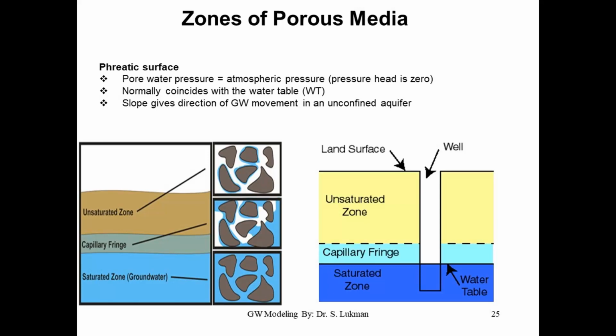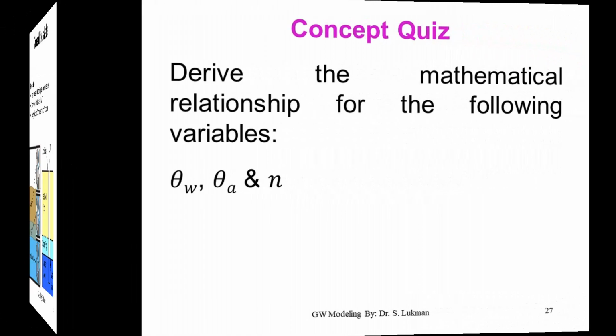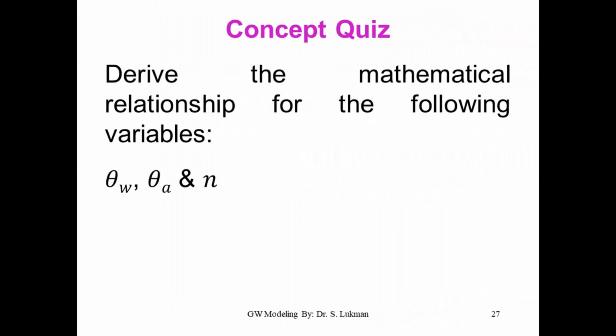Okay? We held a concept quiz where you were asked to derive the mathematical relationship for the following variables: moisture content due to water, due to air, and porosity. Because we define porosity as a measure of the void within the porous media, within the solid matrix. We mentioned that you have the solid matrix and you have void space, and this void space can be filled by air, water, or pollutants, as the case may be. So porosity is a measure of the void space with respect to the total volume, the volume of the void over the volume of the soil matrix.